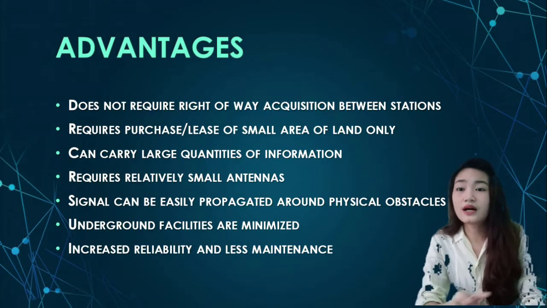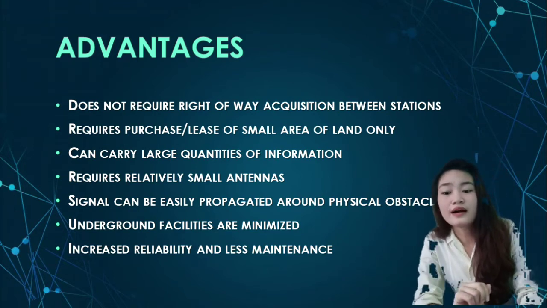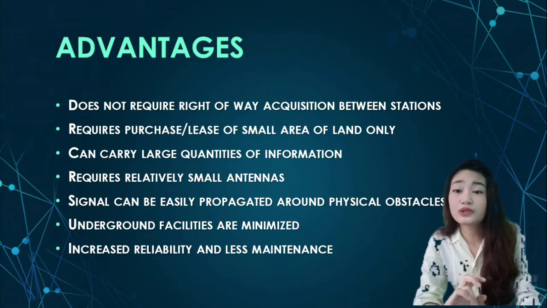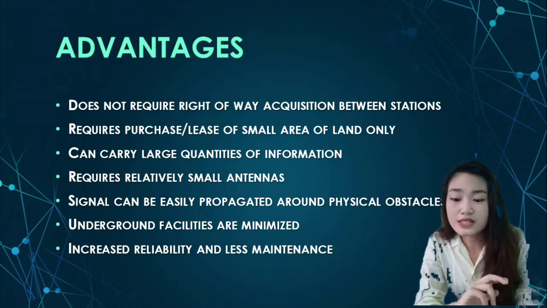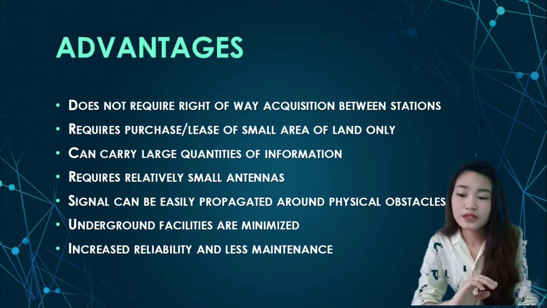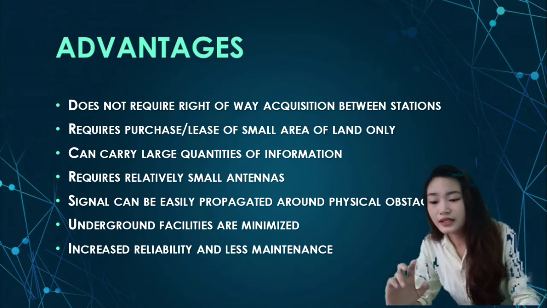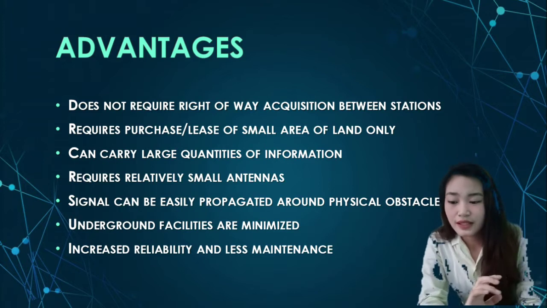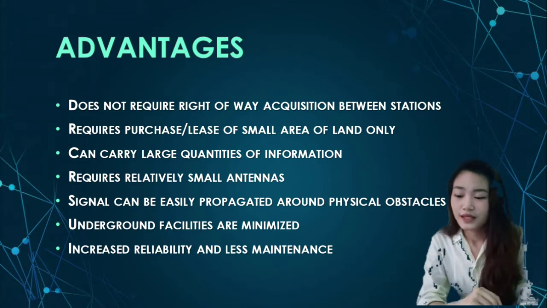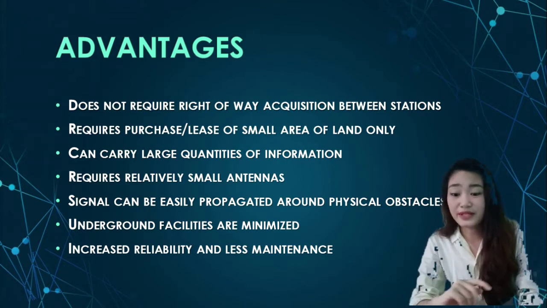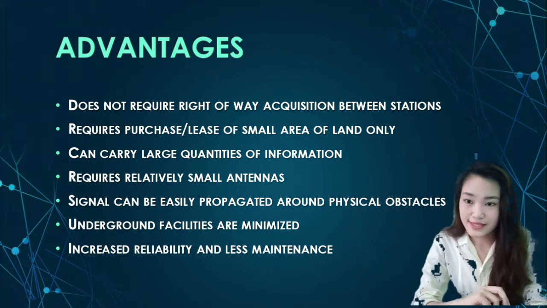What are their advantages? Number one, it does not require right-of-way acquisition between stations. Second, it requires purchase or lease of a small area of land only. Then it can carry large quantities of information, and it requires relatively small antennas. Then signals can be easily propagated around physical obstacles, and underground facilities are minimized. Increased reliability and less maintenance.